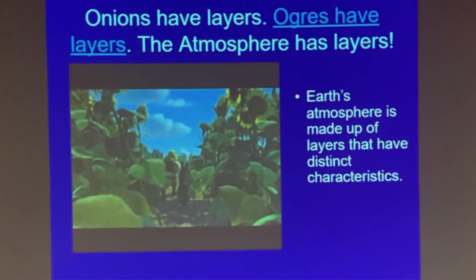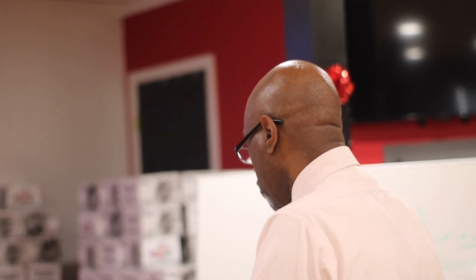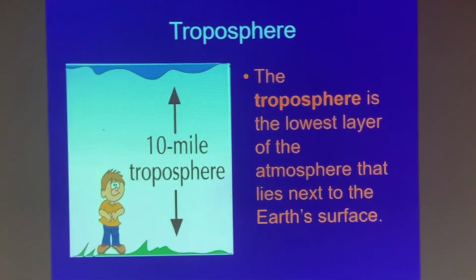Earth's atmosphere is made up of layers that have distinct characteristics. The layers of the atmosphere are these: troposphere, stratosphere, mesosphere, thermosphere, and exosphere. The thermosphere is actually divided into two layers: the ionosphere, the lower portion, and the exosphere, the upper portion. Let's talk about the troposphere.